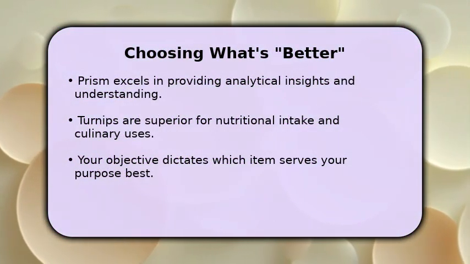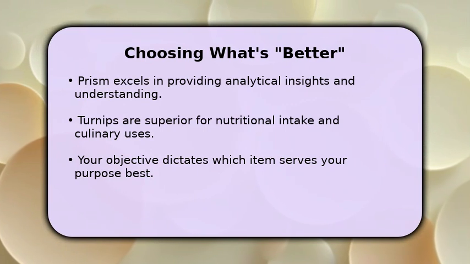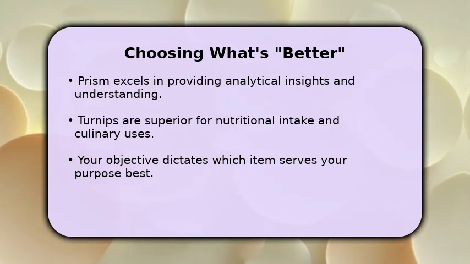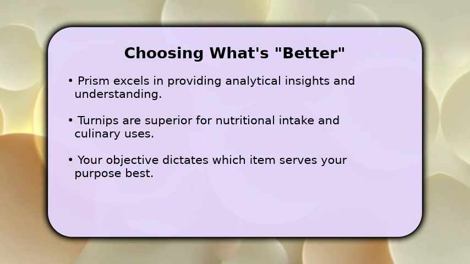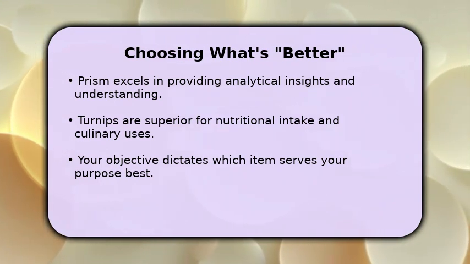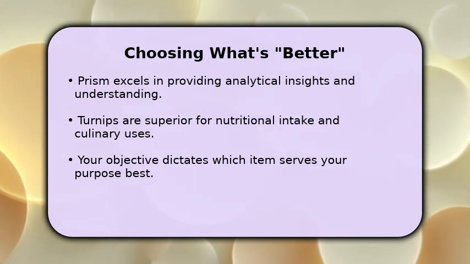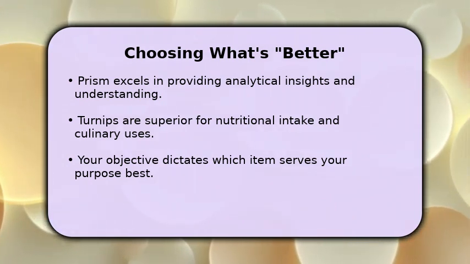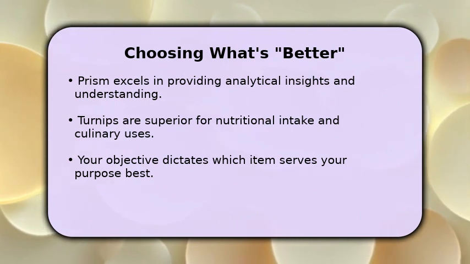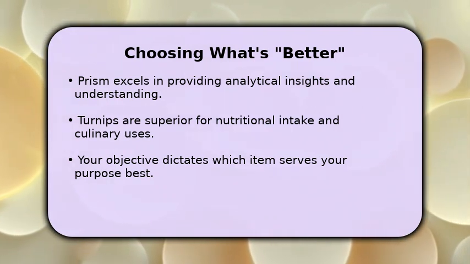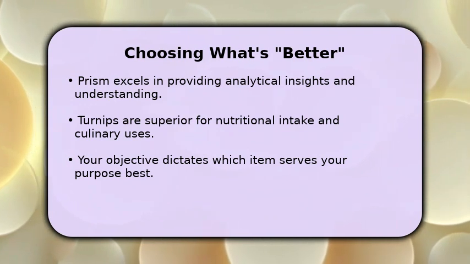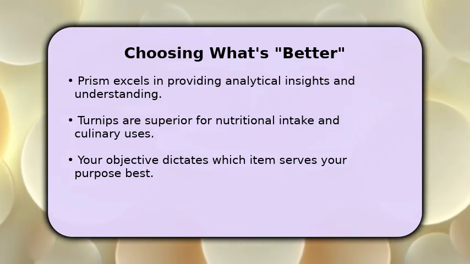Ultimately, determining whether prism or turnip is better comes down to your specific requirements. If your goal is to extract knowledge from data, make strategic decisions, or visualize complex information, then the analytical power of Prism is your clear choice. However, if you seek a nutritious, versatile, and affordable food source for health and culinary enjoyment, the turnip stands out. Each offers distinct, invaluable benefits.